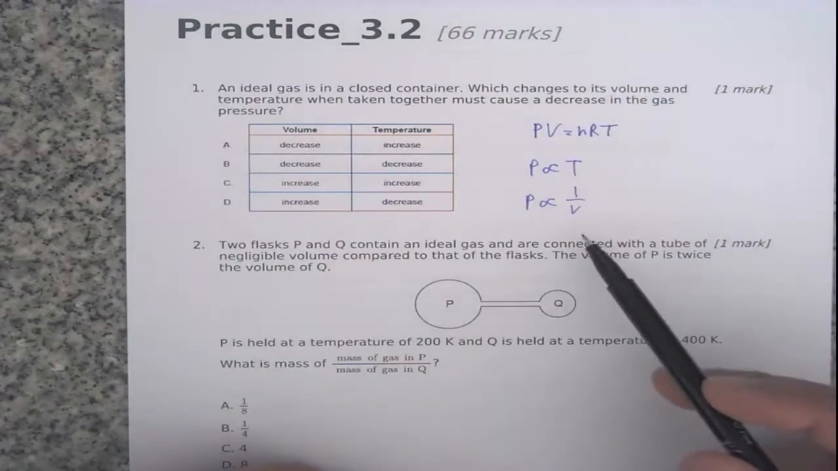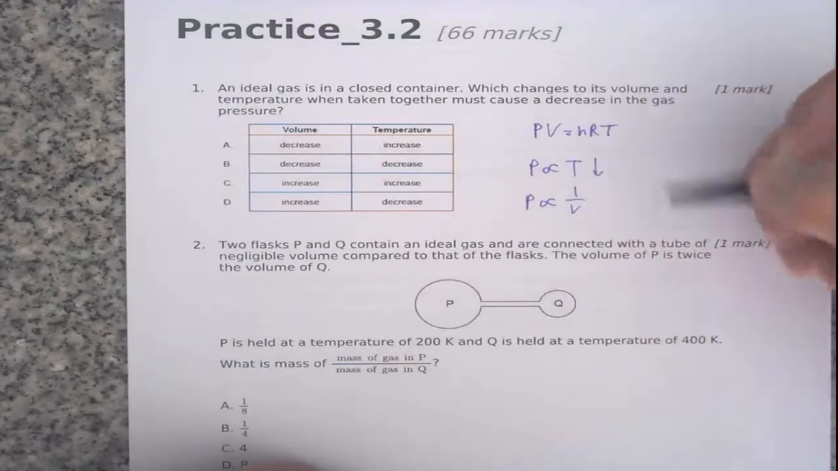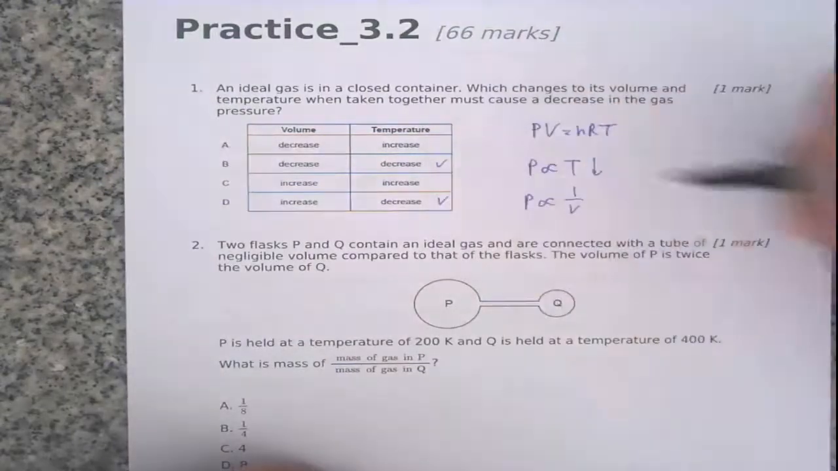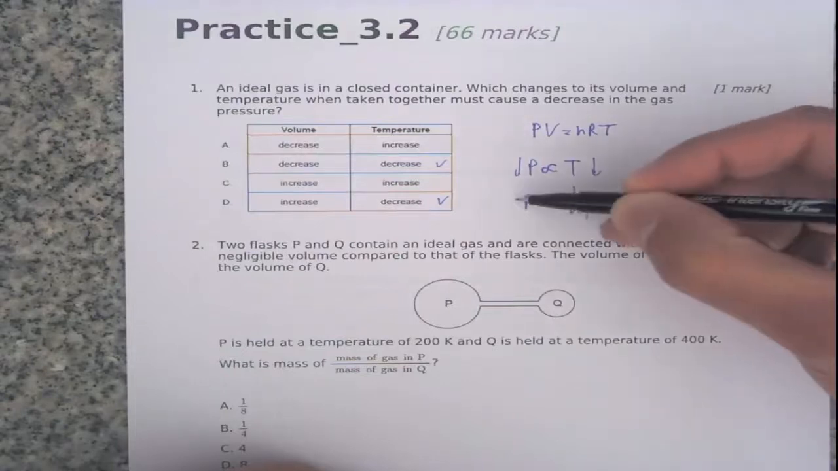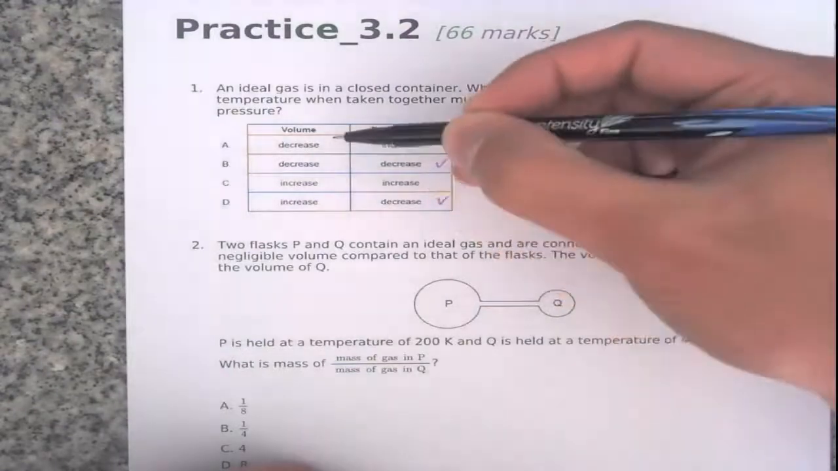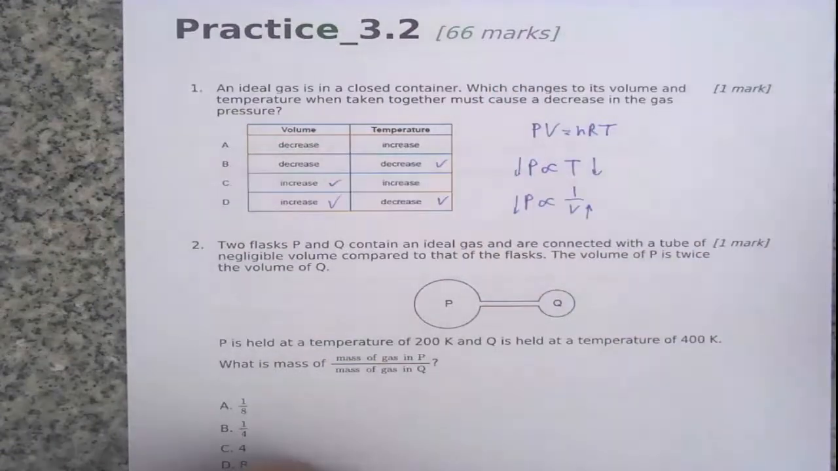So here what you see is that in order to decrease pressure, you have to decrease temperature. So it's either B or D. In order to decrease pressure, you have to increase volume. So it's either C or D. Of course, it aligns with number D.